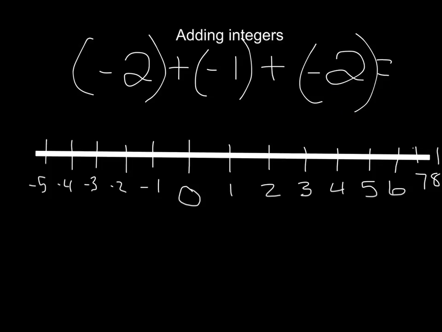So let's get back to our owing people money, unfortunately. If you started with owing them $2, then you owe them another $1. Well, now you owe them $3. Then you owe them $2 more. Well, now you owe them $5. So your answer is negative 5. If these are all negatives, you're moving in the negative direction the whole time.